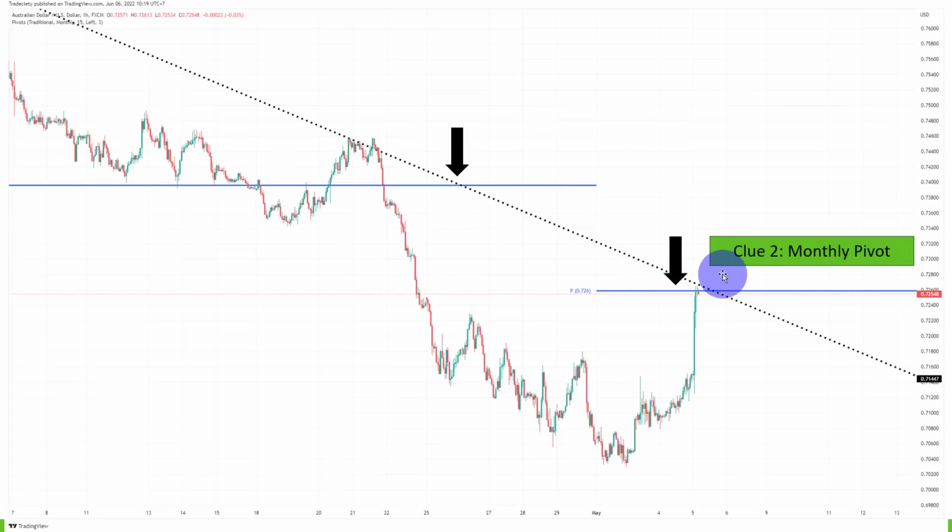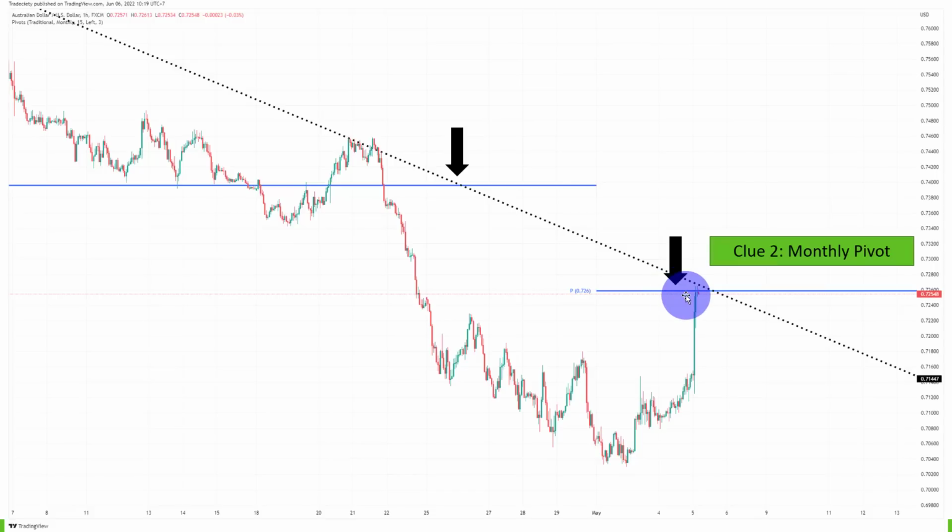Also, we can add the monthly pivot point, and that's actually one of the most important clues here. You can see that we are trading below the monthly pivot point. We started trading very strongly below it here. The market did try to push above it, but we traded below it. Here we are at the pivot, and this is a very, very important confluence point. The monthly pivot is one of the strongest pivot points that you can find.